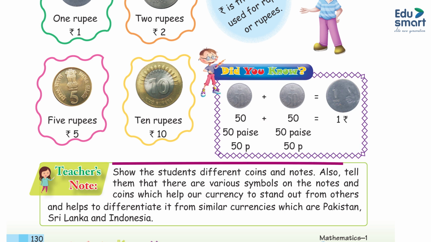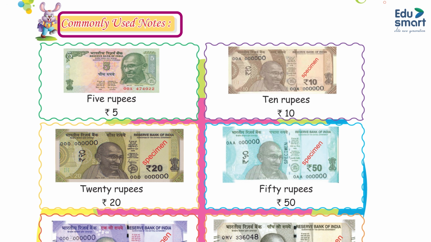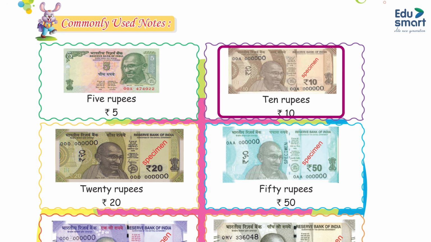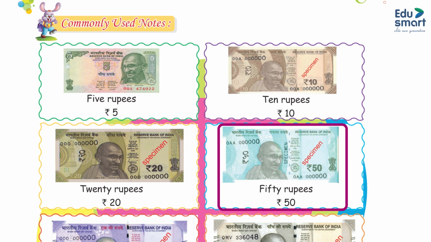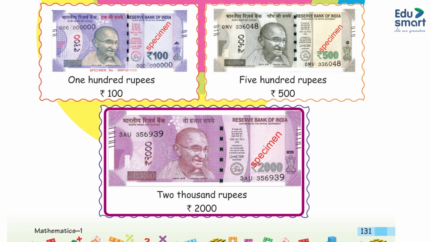Teacher's note: show the students different coins and notes. Also tell them that there are various symbols on the notes and coins which help our currency to stand out from others and helps to differentiate it from similar currencies, which are Pakistan, Sri Lanka and Indonesia. Commonly used notes: 5 rupees, 10 rupees, 20 rupees, 50 rupees, 100 rupees, 500 rupees, 2000 rupees.